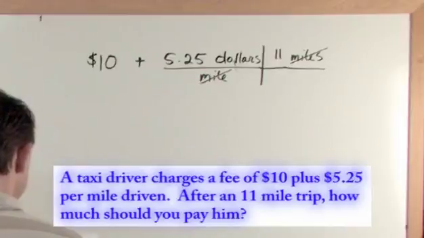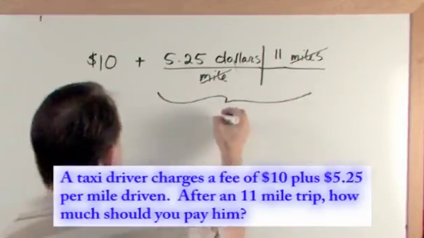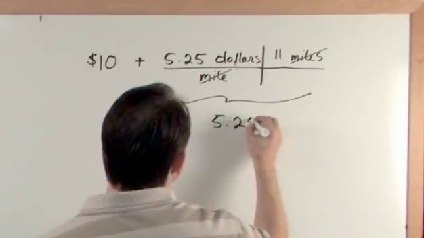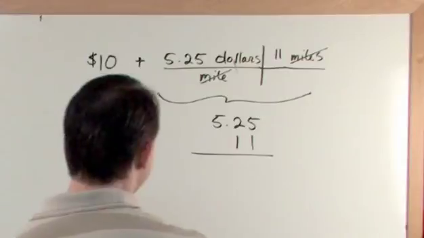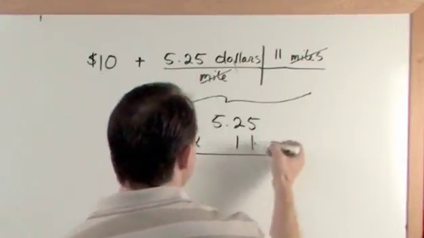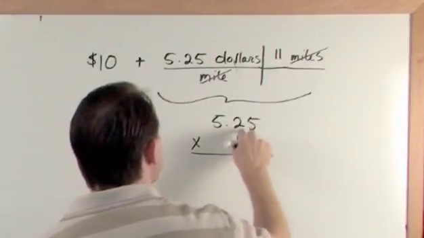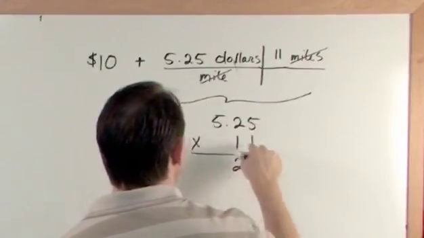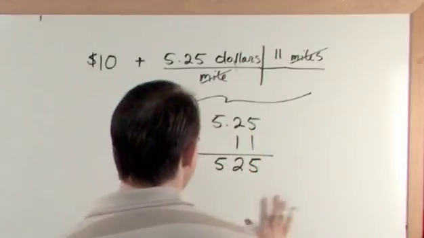So let's just do this multiplication first, forgetting about this 10 here. We'll do the 5.25 times 11. So I just put the numbers down here. I don't line up any decimals. I don't do anything else. I just put the number down there and I'm going to do the multiplication. Starting over here, 1 times 5 gives me 5. 1 times 2 gives me 2. 1 times 5 gives me 5. Okay, now I'm done with that.